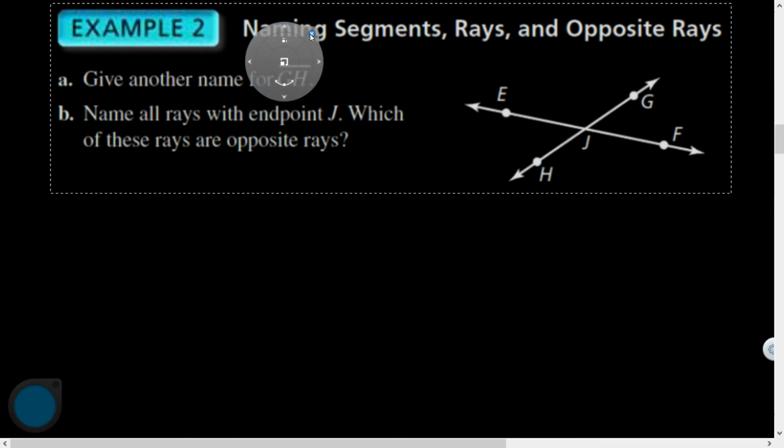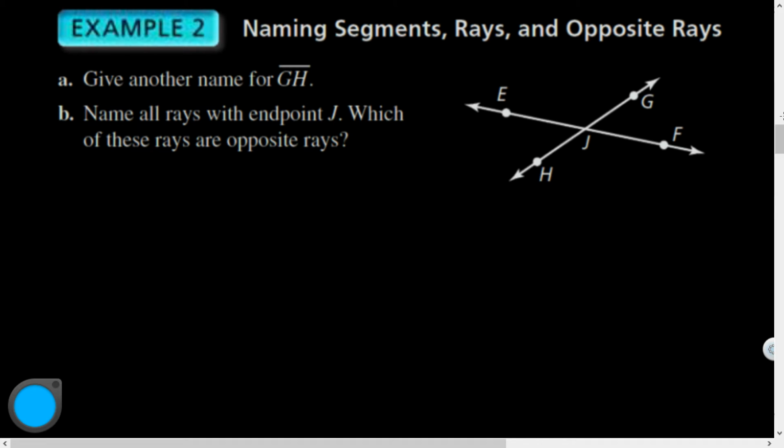Example two, naming segments, rays, and opposite rays. Part of the thing with geometry, like I said, is that it's going to be communication. It's going to require vocabulary and specificity in how I label things. So give another name for GH. This is GH the segment. It has endpoints. It is not the same as line GH or ray GH. But what's another name for that? Yeah, HG. Not too many possibilities there. Sometimes my Gs look like sixes, but that's fine.